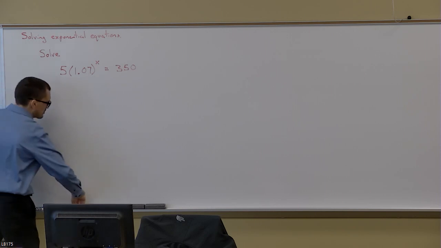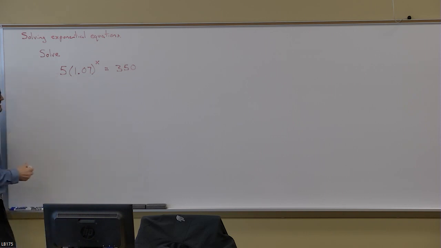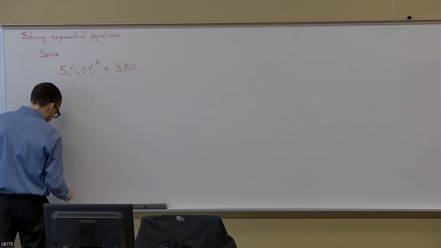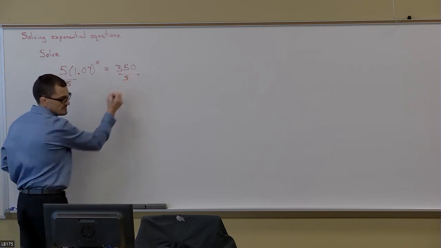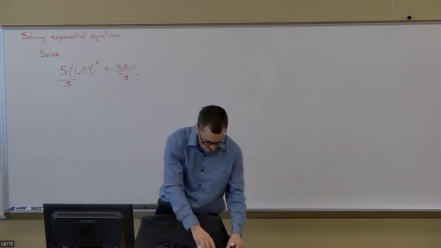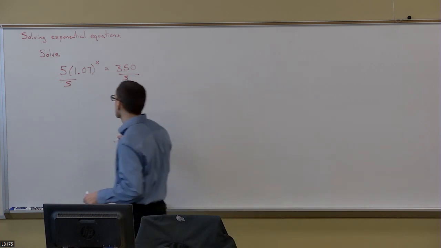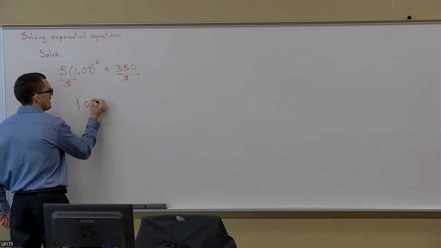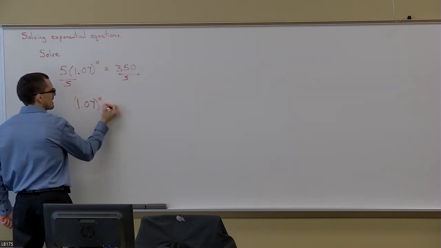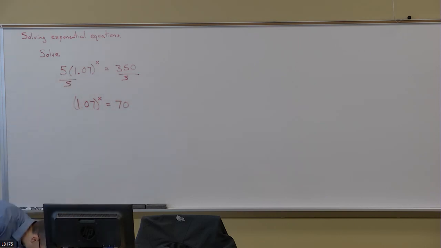So our standard procedure is I want to isolate the exponential piece. In this case, that means I would divide by 5 on both sides. Now, if I take 350 divided by 5, I'll get 70. So I end up with 1.07 to the x power is equal to 70.